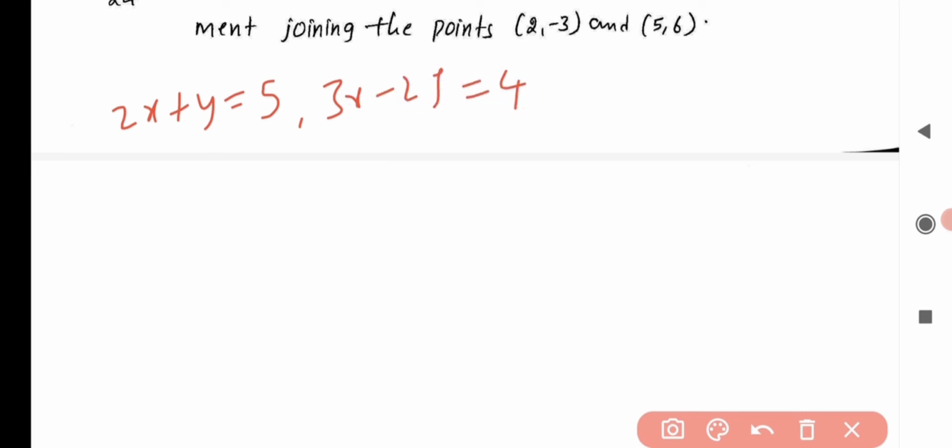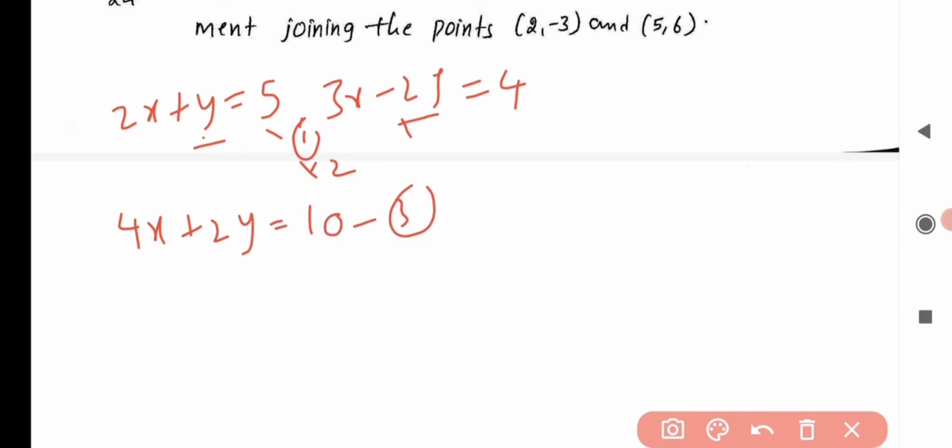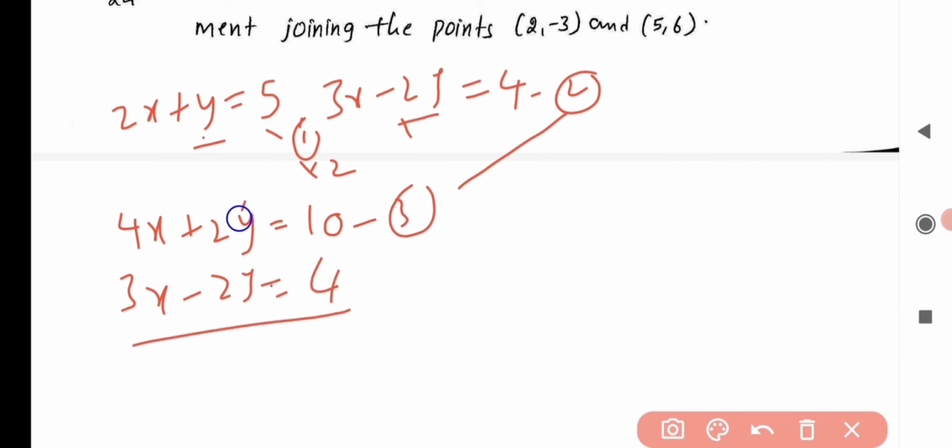First, the elimination method. I am selecting the y variable: here 2y, here just y only. So equation 1 multiplied by 2 gives 4x plus 2y equals 10. This is equation number 3. Okay, add 2 and 3. So 4x plus 2y equals 10 and 3x minus 2y equals 4. These cancel. 7x equals 14. 7 1s are 7, 7 2s are 14, then x equals 2.